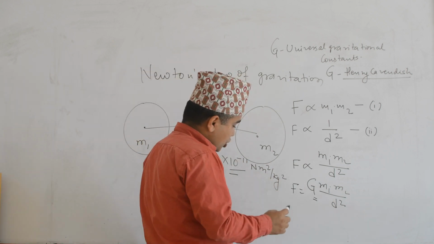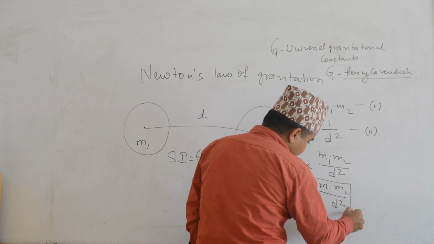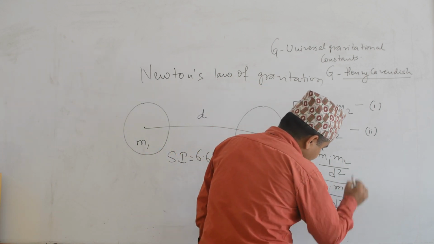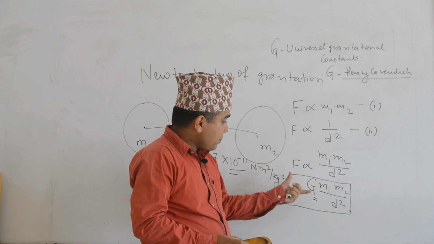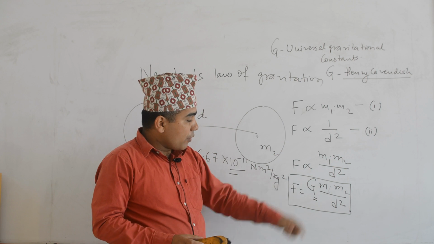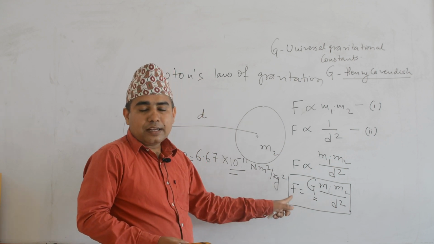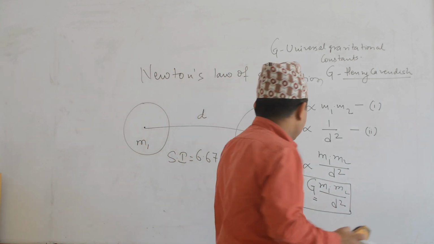From this discussion, I have derived a very important formula: F is equal to G m1 into m2 over d square. This is very important. I will be using this formula many times in our further discussion.